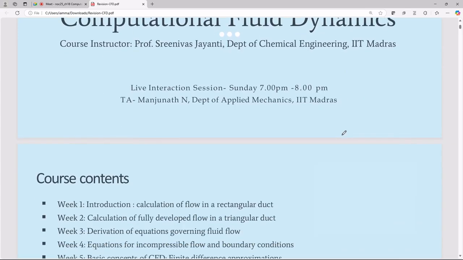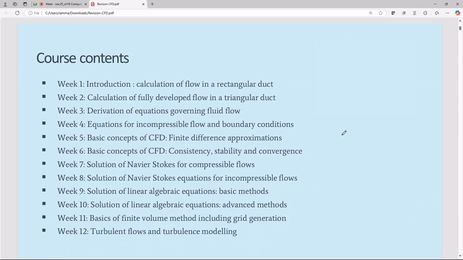In the last few weeks, we have learned different aspects of CFD and how a fluid flow can be modeled for CFD, starting from the basics and covering all the aspects like discretization, basic concepts, solution, and how different mathematical modeling aspects can be incorporated in the CFD.